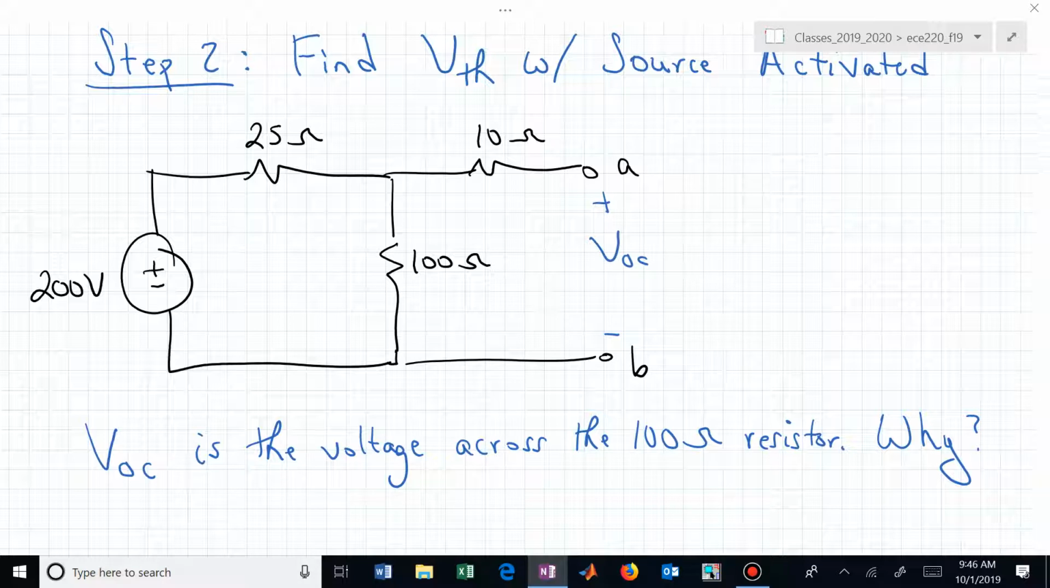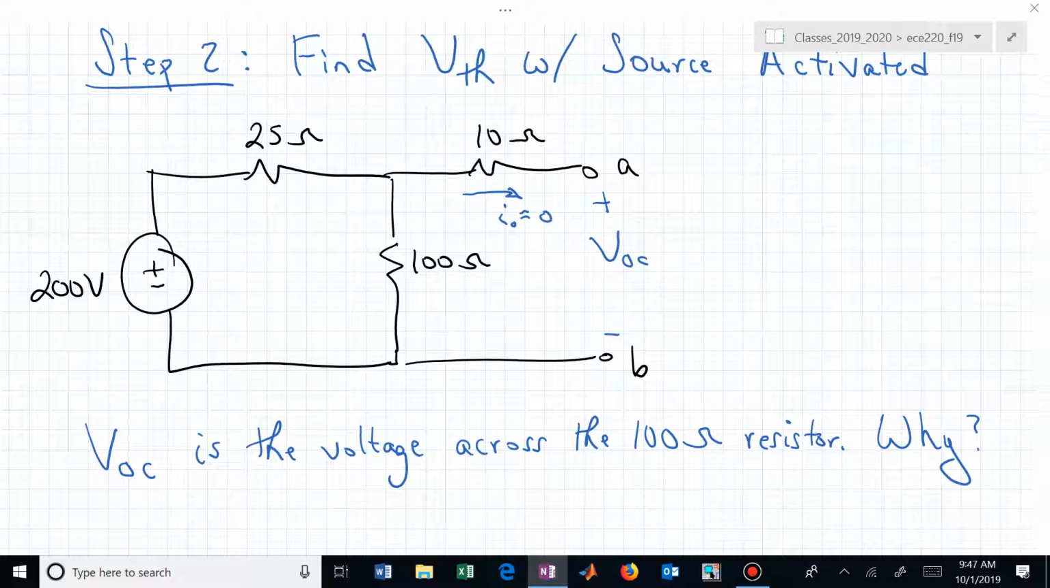Does the 10 ohm resistor affect it? If you now start doing KVL around that mesh on the right-hand side, if we went counterclockwise, we'd go minus VOC plus 10 times the current through that 10 ohm resistor, which is 0, plus 100 times the current through that 100 ohm resistor. So in fact, this current, let's say I sub 0, is equal to 0, and that's why we can say that VOC is the voltage dropped across that 100 ohm resistor.